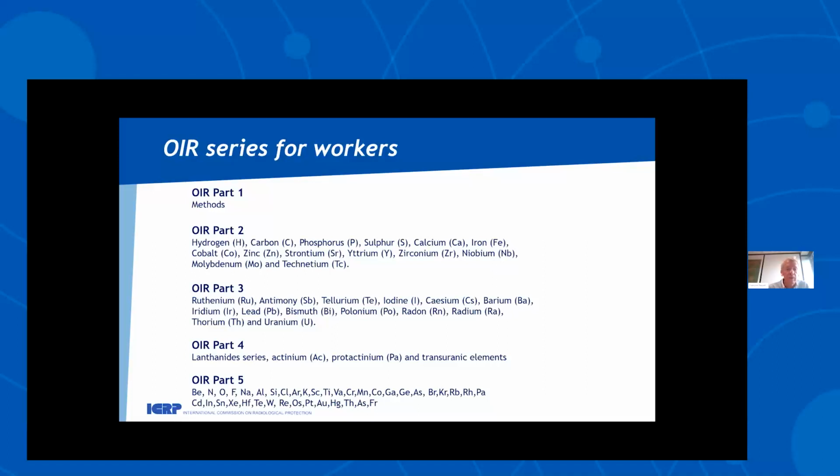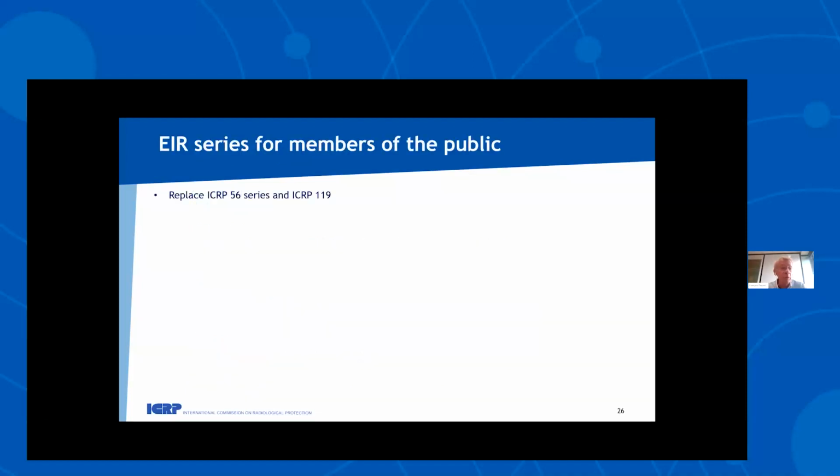In parts 2 and 3, we have the most important elements for radiological protection. In part 4, we had the lanthanide and transuranic elements. And in part 5, which was just republished a few years ago, we had every other element. For the member of the public, the philosophy is exactly the same.